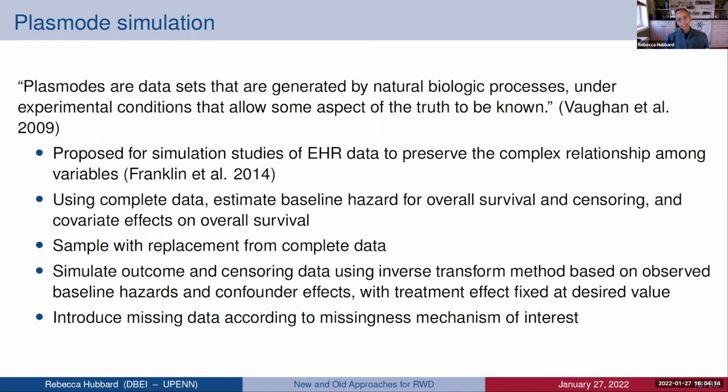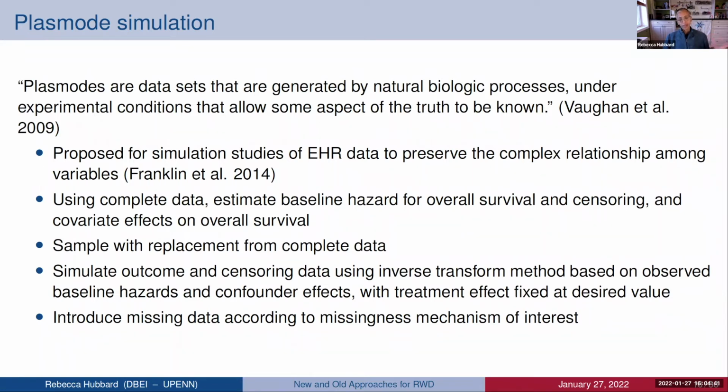It was subsequently adapted to the setting of EHR data, where researchers observed that EHR data are really complex. They're messy, there's a lot of stuff going on, there are many different variables that are correlated with each other in complicated ways. So if we conduct a simulation study by simulating individual features or even groups of several features that are correlated with each other, we end up with a data set that's pretty artificial and doesn't look much like the original data set.